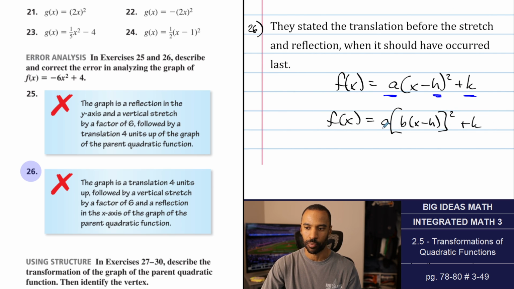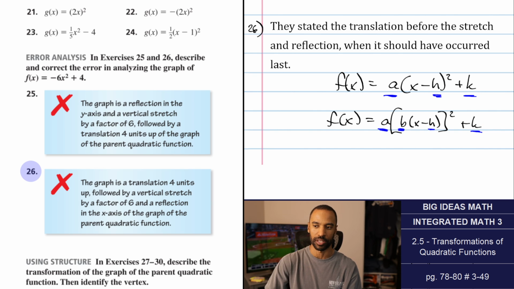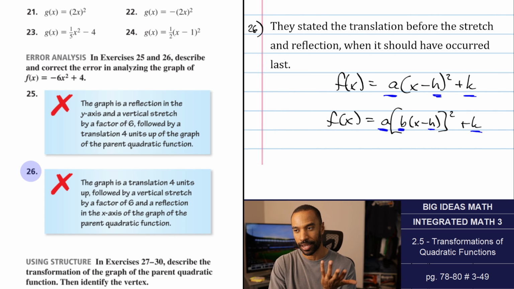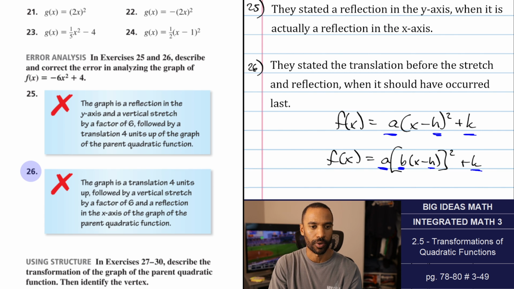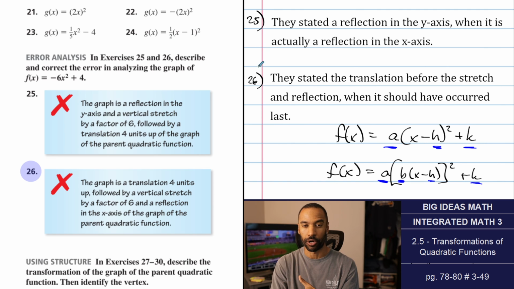You still can say left to right. Do your vertical stretches and reflections, then horizontal stretches and reflections, then your horizontal translation, then your vertical translation. You can state it like that, and it's still alphabetical. I know they don't happen to mention it as the letter b. I do. But yeah, you can use that as well. Totally works. I know I overstated on number 26, but these are good error correction questions.